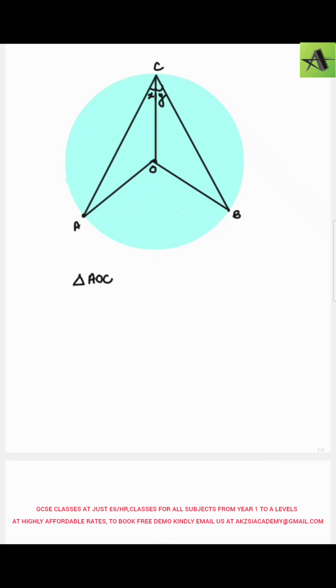If you look into the triangle AOC, OC is equal to OA. Now just pause here and think, why is it so? Why are they both equal? Well, they are equal because they both are the radius of the circle.